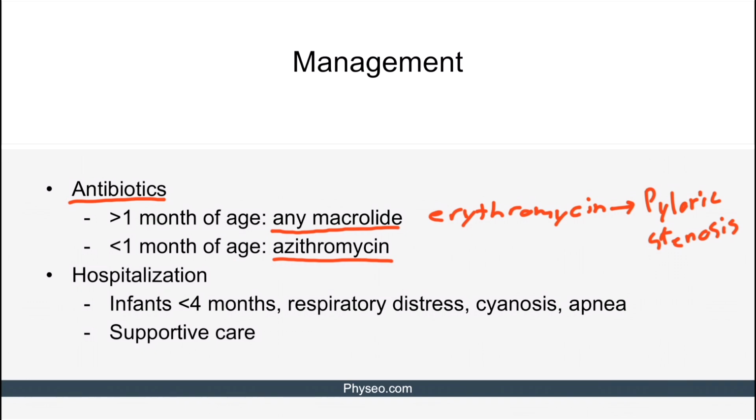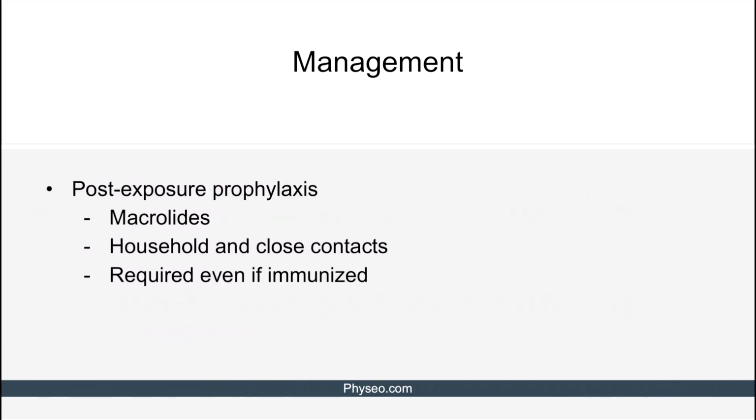Indications for hospitalization in an infant or child with pertussis include an age of less than 4 months, respiratory distress, cyanosis, and apnea. Supportive care for these children while in the hospital will include fluids and nutrition. Since pertussis is a highly contagious disease, members of the child's household and any close contacts should receive post-exposure prophylaxis. The regimen used for prophylaxis of pertussis is the same as the treatment, so macrolides.